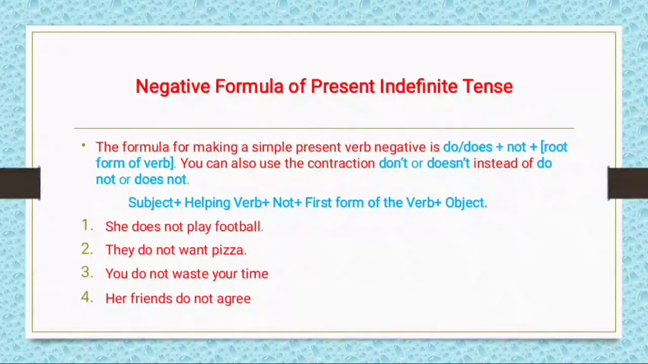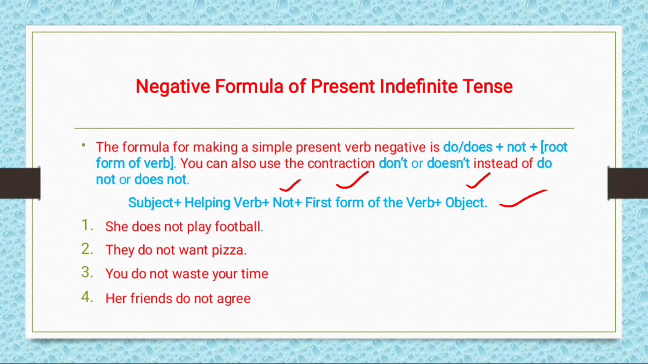Negative formula of present indefinite tense. The formula for making a simple present verb negative is do, does, plus not, plus the root form of the verb. You can also use the contraction don't or doesn't instead of do not or does not. But this is simple: subject plus helping verb. Helping verbs are what? Do and does. And then the first form of the verb plus object.